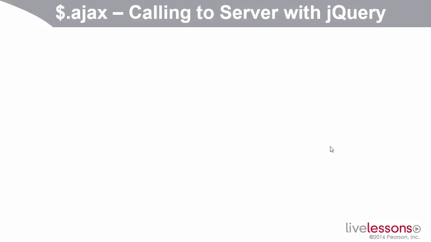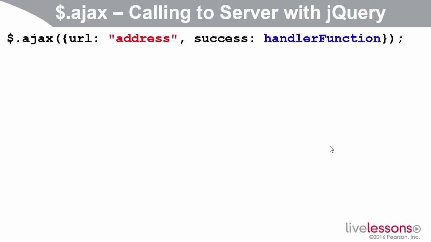Okay, we talked at a very high level about what Ajax is. Now let's look at how to actually do it in jQuery. There's a function in jQuery called $.ajax, and it takes an anonymous object as an argument. That anonymous object has two properties: the address on the server to call, on the same server that the HTML file was loaded from, and a JavaScript function to invoke once the process is complete.